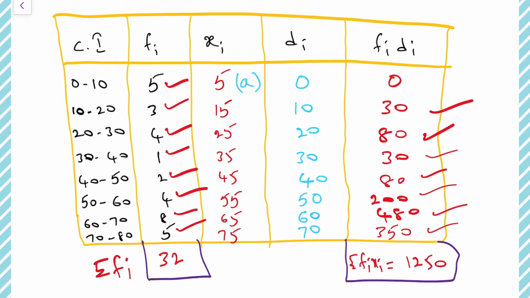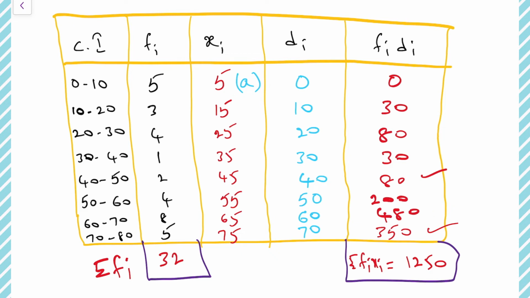So let me do this addition again now properly. Sigma fi is not necessary because I did it two times for the previous problem also. So that is 32 only, confirmed. Now coming to the fidi, let us do it once again. 30 plus 80, 110. 30 plus 80 again 110. So total 220. 220 plus 200, 420. 420 plus 480, that is 900. 900 plus 350, 1250. Yes, correct.